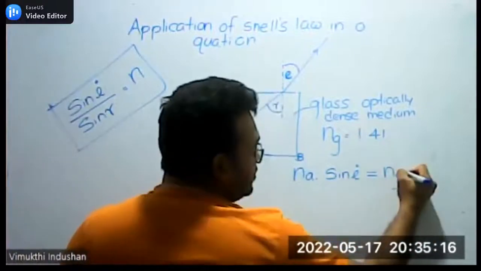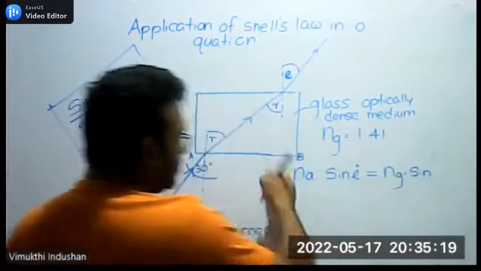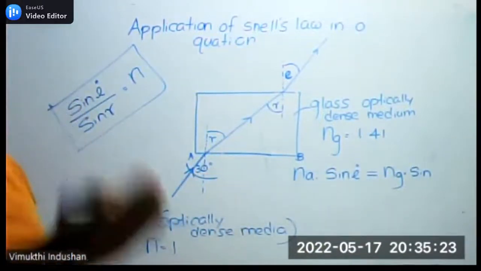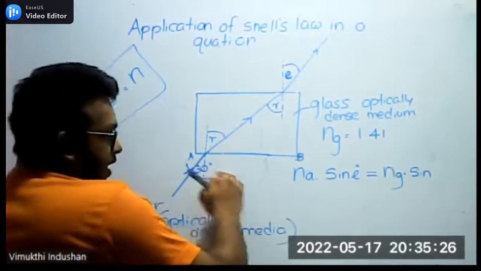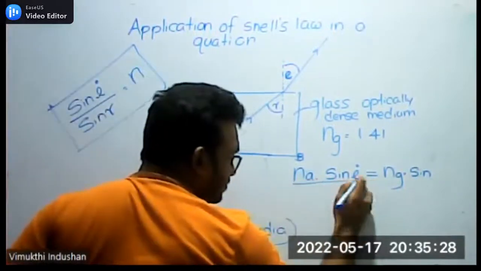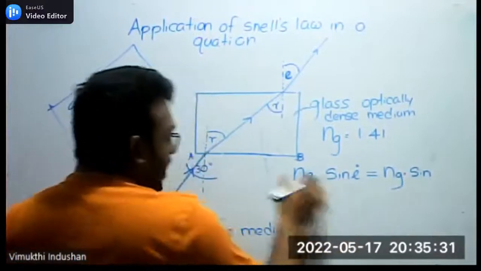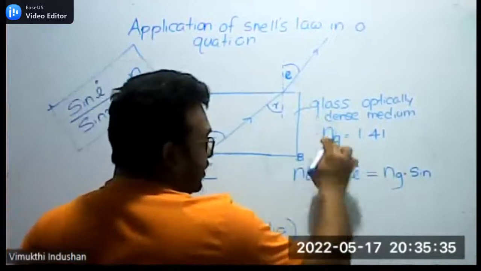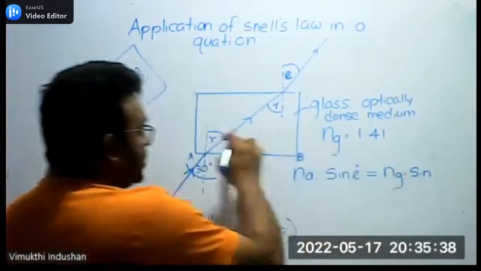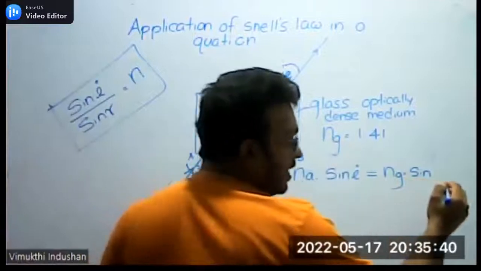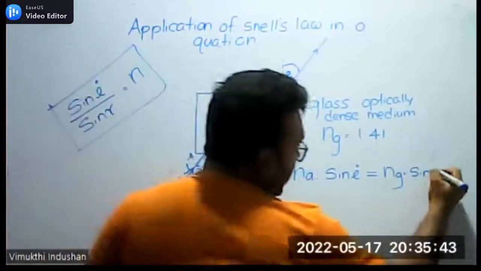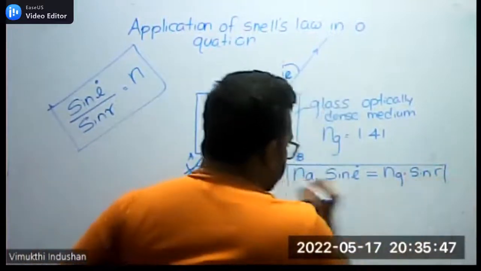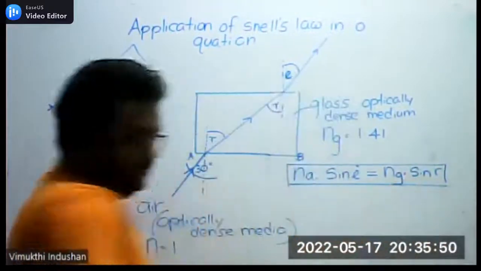What is your second medium? In the second medium, you are supposed to have the refraction part. In the first medium, you are supposed to have the incident ray. So I write the incident part as the first part of this equation. And the second part of the equation, I write the refractive index of the second medium into sine of the refraction angle, the angle of refraction. So this is the way you should apply Snell's law correctly for a question.